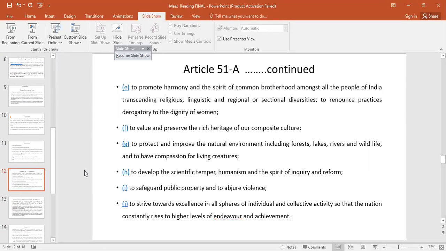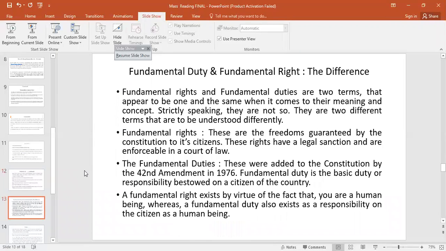to promote harmony and the spirit of common brotherhood among all the people of India, transcending religious, linguistic, regional, or sectional diversities, to renounce practices derogatory to the dignity of women, to value and preserve the rich heritage of our composite culture, to protect and improve the natural environment, including forests, lakes, rivers, wildlife, and to have compassion for living creatures, to develop the scientific temper, humanism, and the spirit of inquiry and reform, to safeguard public property and to abjure violence, to strive towards excellence in all spheres of individual and collective activity so that the nation constantly rises to higher levels of endeavor and achievement.